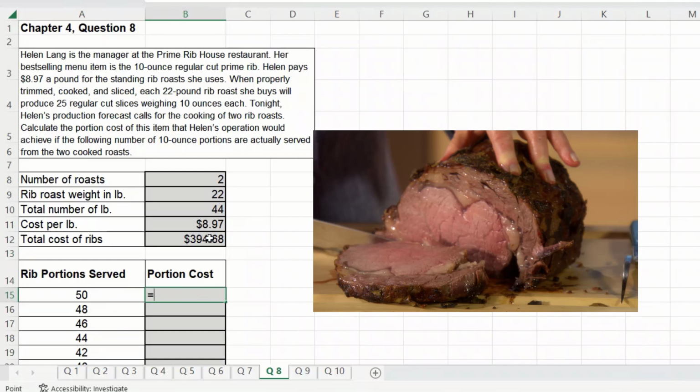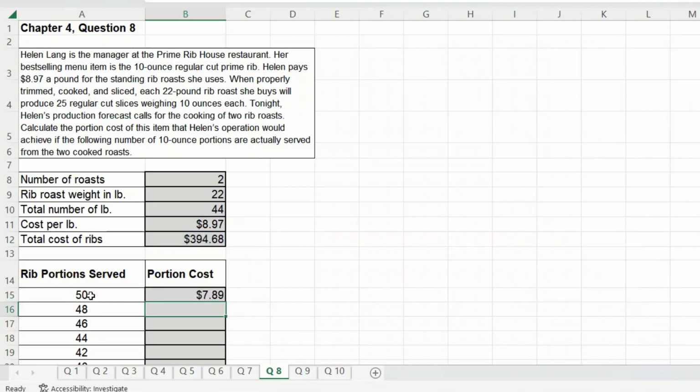Okay, we'll take our total cost of the ribs. We're going to divide that by our 50 portions. So they should cost $7.89. But let's say that we just get 48 out of there. Let's take our cost of the ribs, divide by the 48. So that suddenly costs us $8.22 per rib.